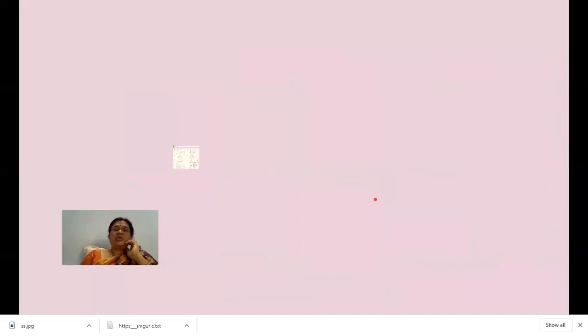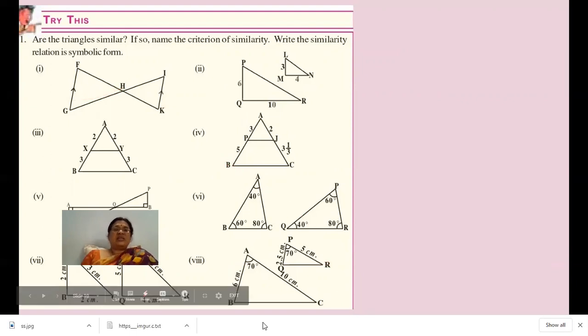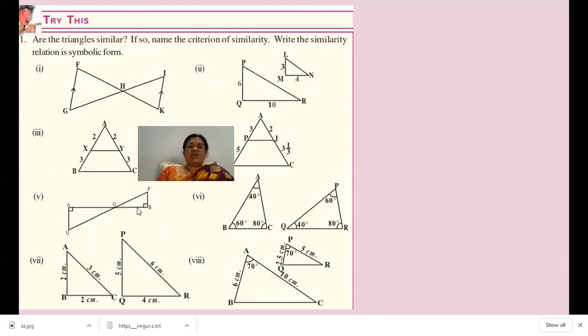This problem is very important. And these are the problems which are there in your textbook. See here, there are some figures, and it is asked, are the triangles similar? If so, name the criterion of the similarity. What is the criterion of similarity? Whether it is angle, side, or SAS, which criterion you can say.